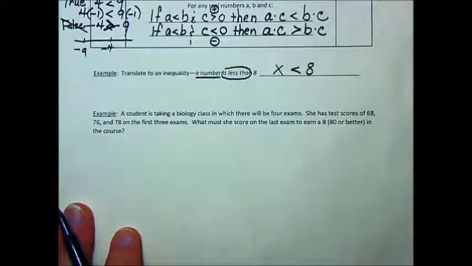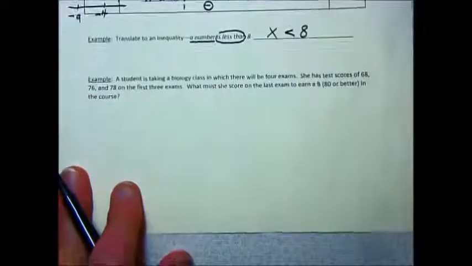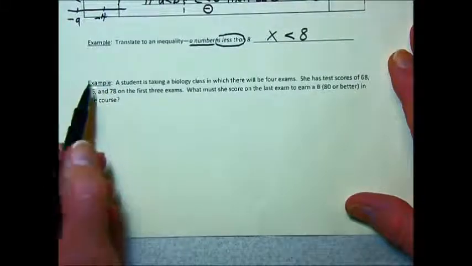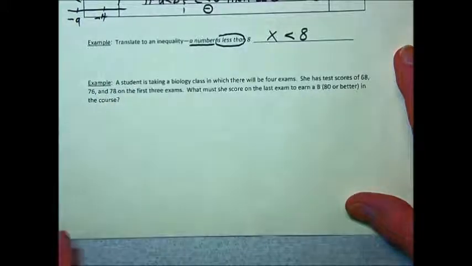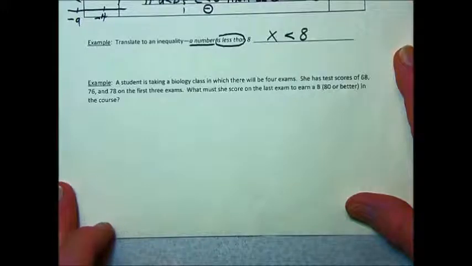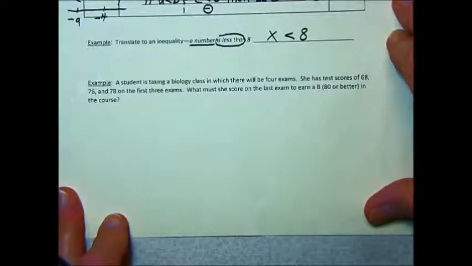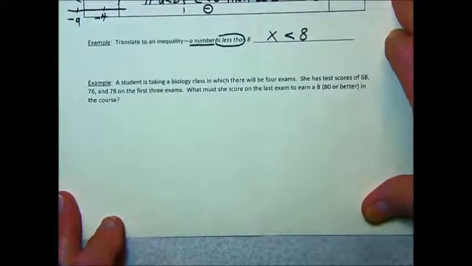And then application-wise, I have another example here, and it's telling us, a student is taking a biology class in which there will be 4 exams. She has test scores of 68, 76, and 78 on the first 3 exams. What must she score on the last exam to earn a B, which is calculated at 80 or better in the course? So a lot of you probably have had this same kind of situation. Let's see what it looks like.